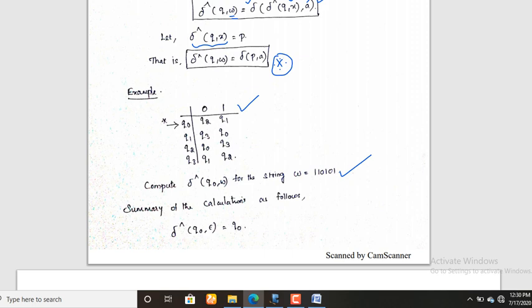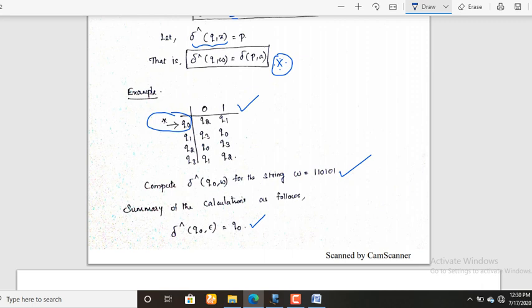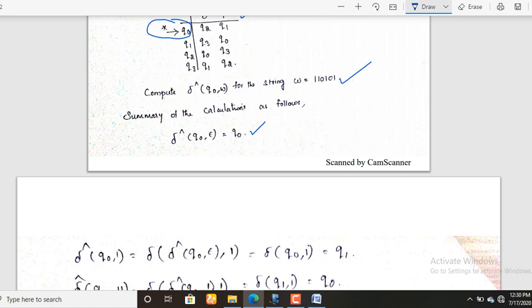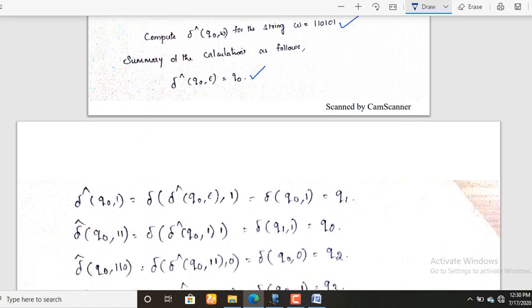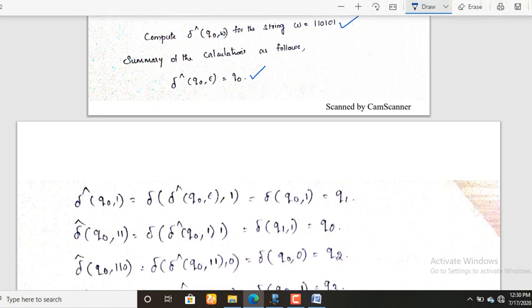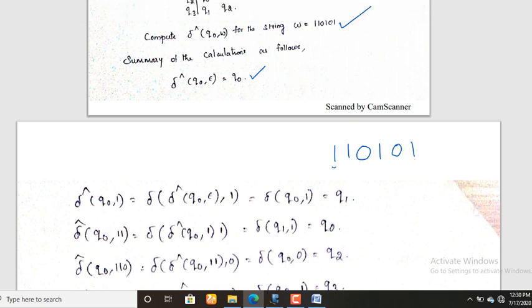First, starting with the basis part, delta cap of q naught. So this is the starting state. Delta cap of q naught comma epsilon means definitely q naught, which is the basis part. If any state receives the null string as input, then it stays in the same state only. Next, delta cap of the actual string. What is your actual string? 110101.